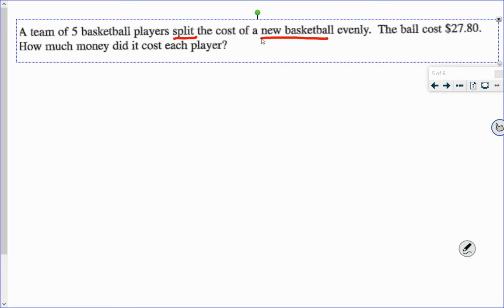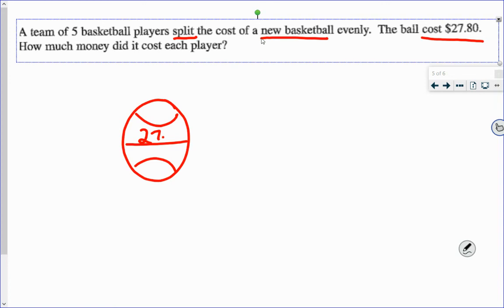So what are we dividing? How much a new basketball is? Well, it costs $27.80. So if we had this new basketball, it's $27.80. How many people are splitting the cost? Well, that would be 5 people. So it's 27.80 divided by 5. Now, this means how many 5s are in this amount? How many is 5 divided into this amount?